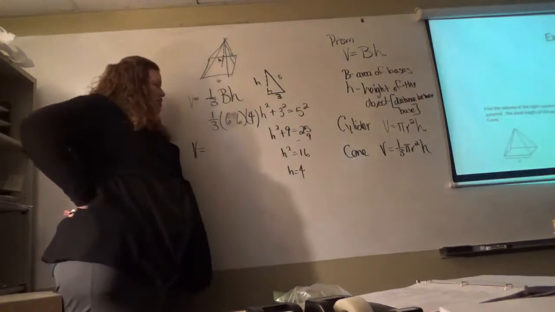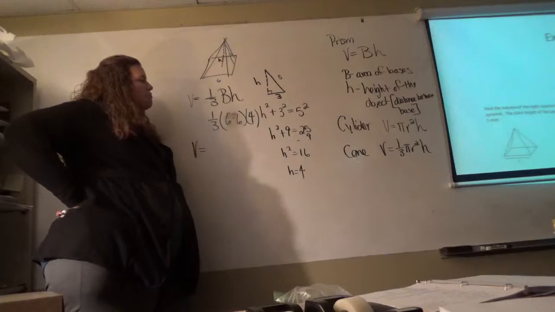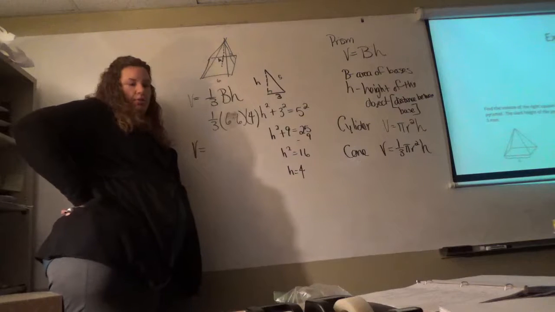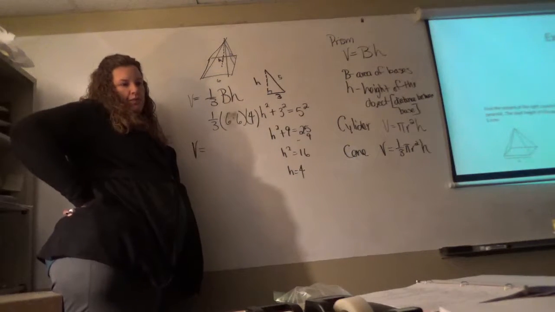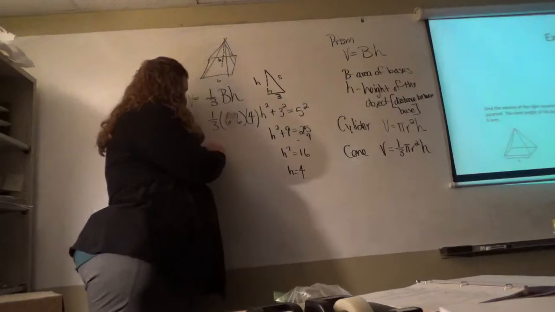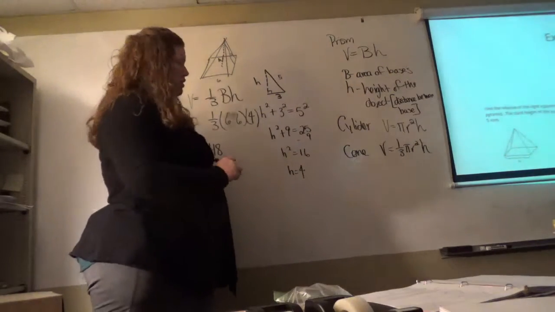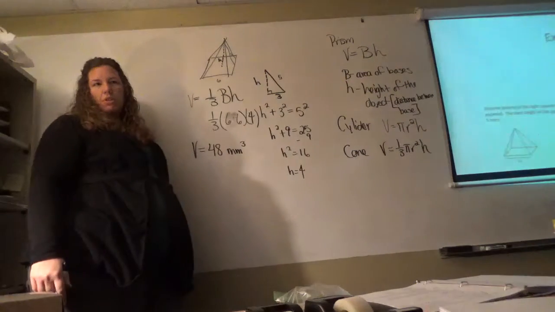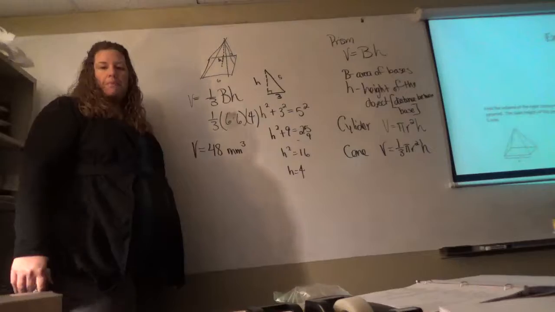So go ahead and do your multiplication. So 6 times 6 is 36, times 4, and then times 1/3 or divided by 3. 48. And what's our label? Millimeters cubed. 48 millimeters cubed. Good deal.